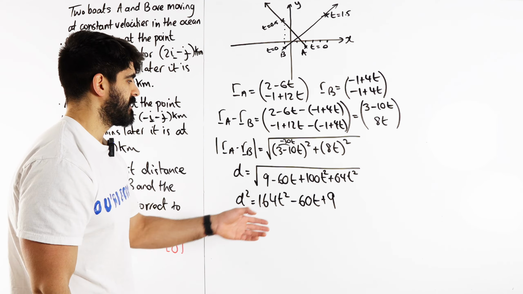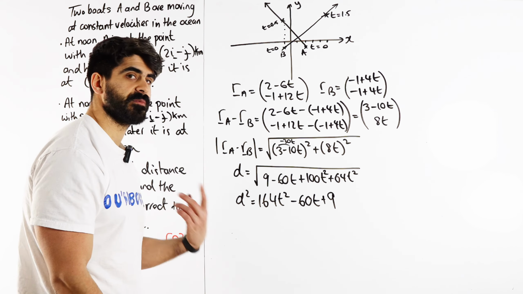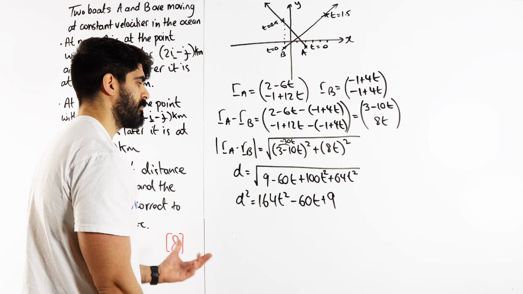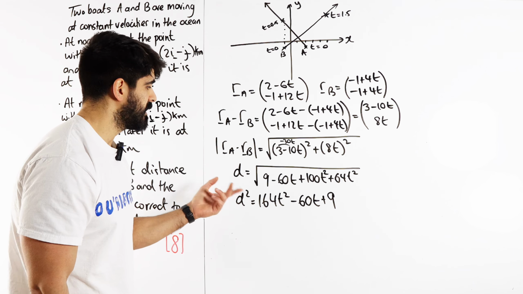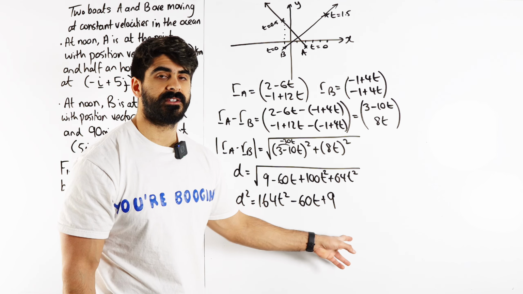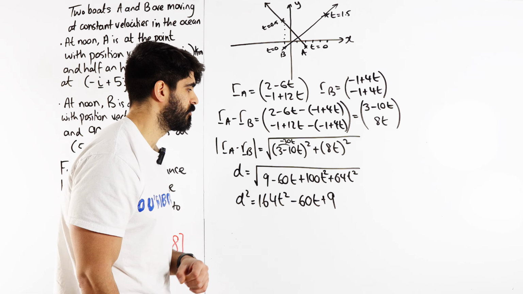Now we want to minimize this. Okay, so quadratic. How do we minimize this? We just differentiate, make it equal to 0. Yeah, you could complete the square, but that's just long. Now you might be wondering, wait, but that's d squared. d is obviously positive. So where d squared is smallest, d is also smallest. So that's why we're not working with the root.